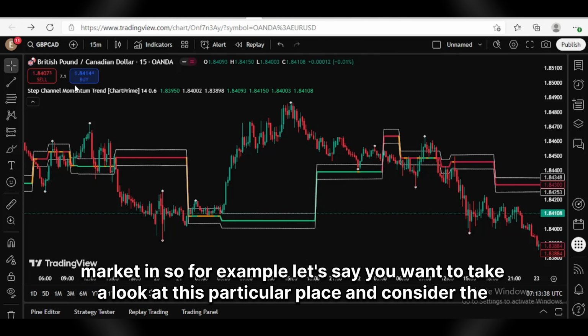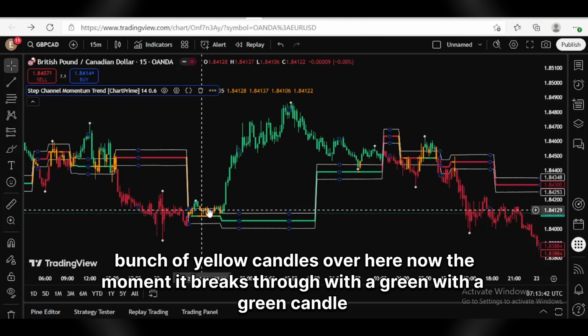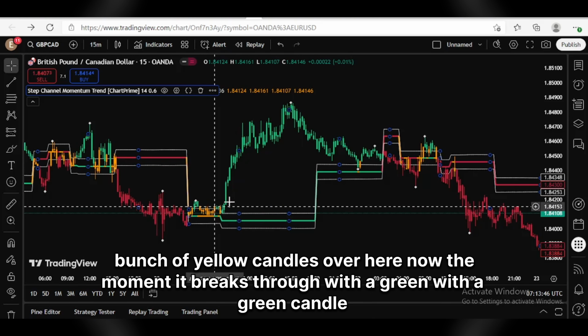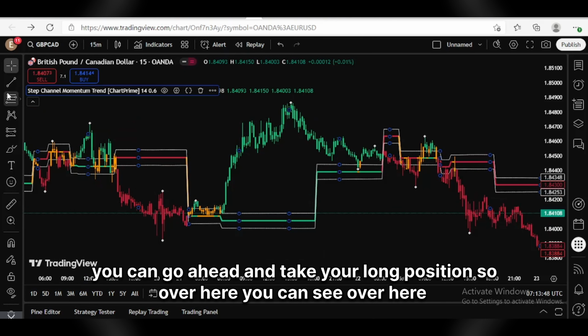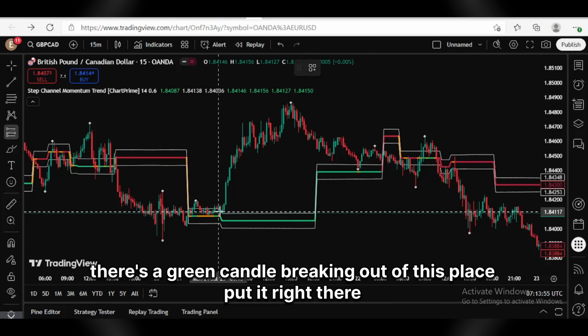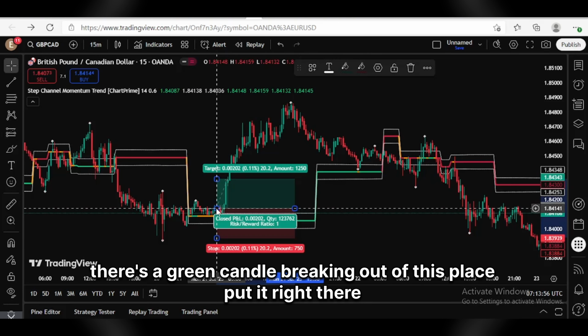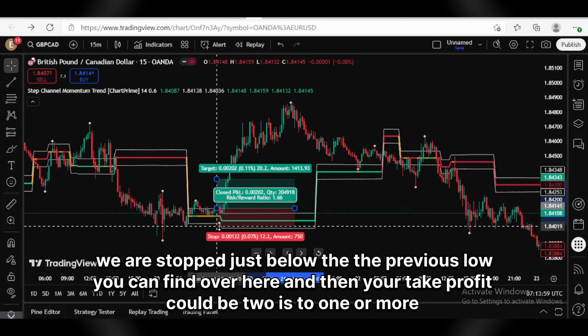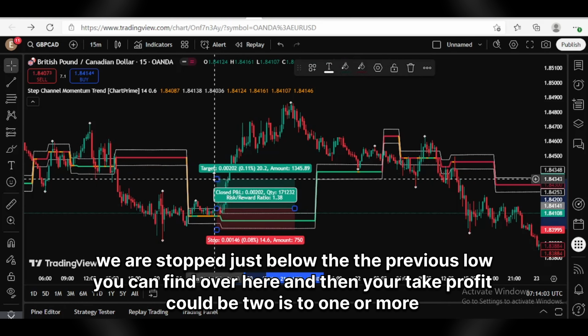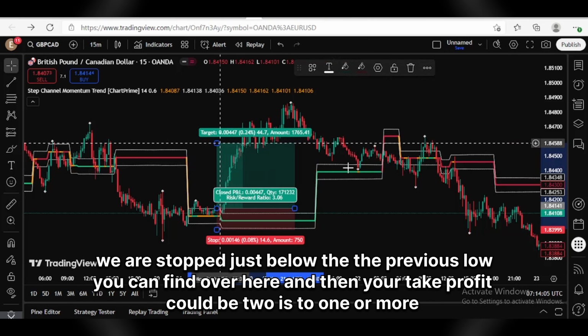So for example, let's take a look at this particular place. You can see there's a bunch of yellow candles here. The moment it breaks through with a green candle, you can go ahead and take your long position. Here there's a green candle breaking out of this place, so put the trade right there. Put your stop loss just below the previous low, and your take profit could be, let's say, 2:1 or 3:1.